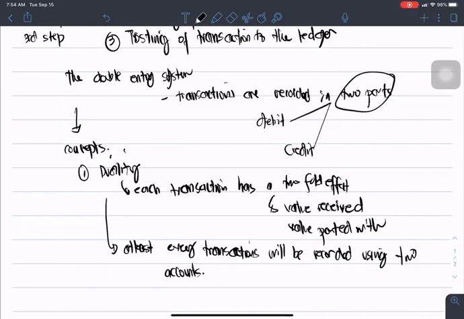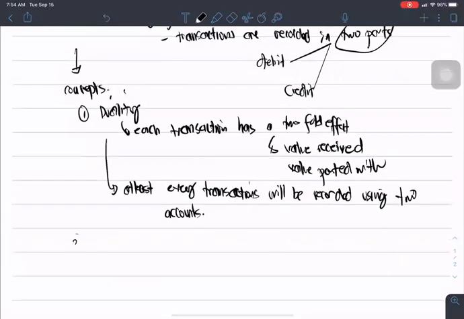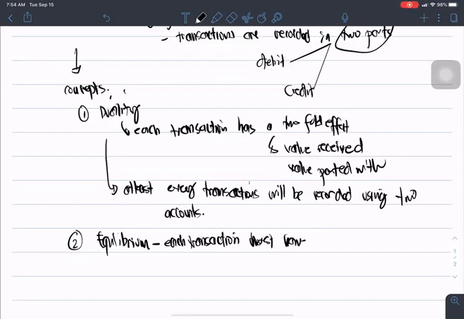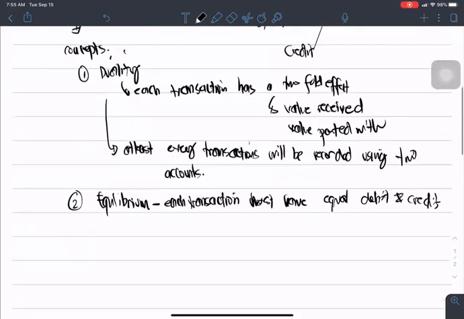Okay, next concept that underlies your double entry system is the concept of equilibrium. So what is this concept of equilibrium? This concept of equilibrium tells you that each transaction must have equal debit and credit.